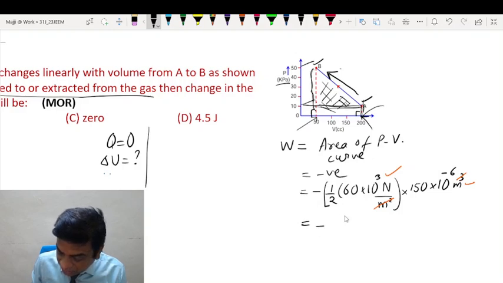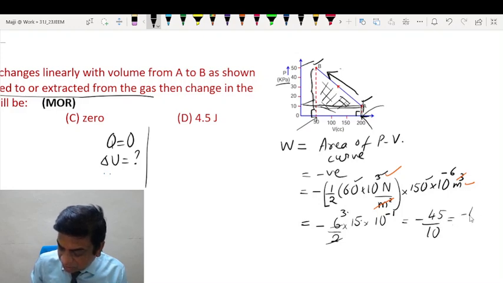So this will be minus 6 by 2 into 15. I am separating the figure, students. Now here 10 power 1, 10 power 3, 10 power 1, that is 10 power 5, and minus 6, so 10 power minus 1. So we have minus 3 into 15 is 45 by 10, which is minus 4.5 joule.